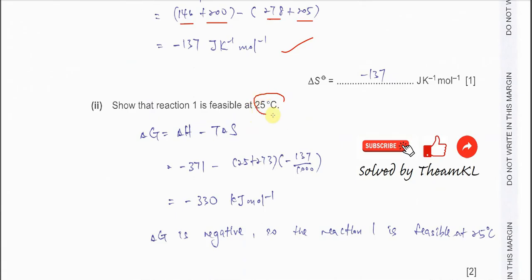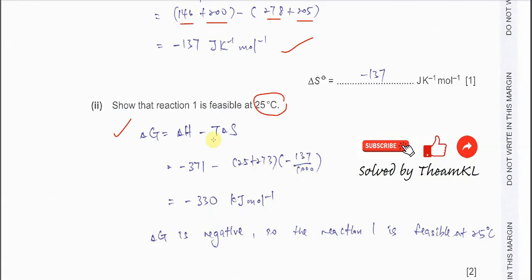Okay, 25 degrees C you need to convert to Kelvin. First you need to use this equation, the Gibbs equation: delta G equals delta H minus T delta S. When you use this equation, make sure you convert the units of the entropy from joule to kilojoule. So the entropy here you need to divide by 1000. Convert the joule to kilojoule.